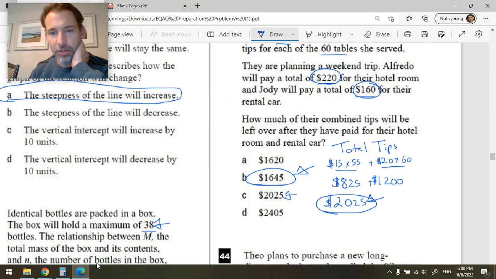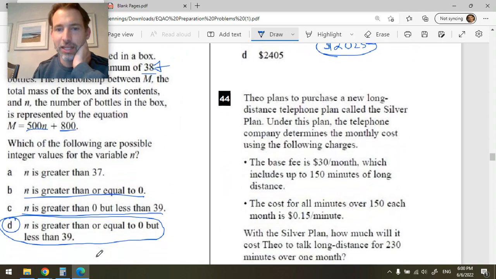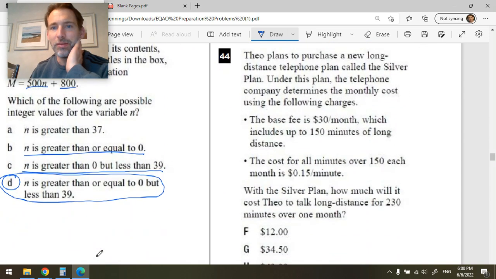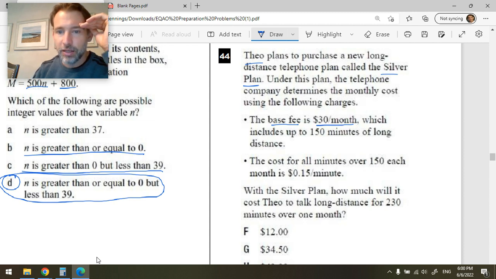All right, so that was that one. All right, last one for this video. Theo plans to purchase a new long-distance cell phone plan called the Silver Plan. Under this plan, the telephone company determines the monthly cost using the following charges. So here, it's good to underline things like base fee, $30 a month, and then it includes 150 minutes of long distance. And then the cost for all minutes over 150 is 15 cents per minute.